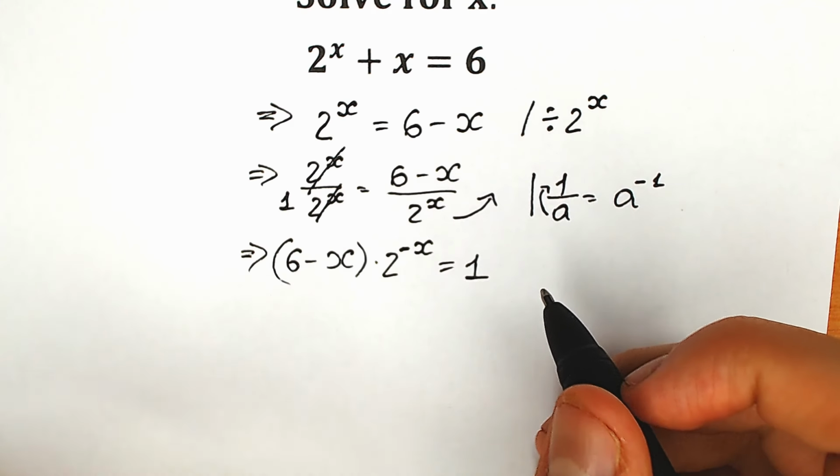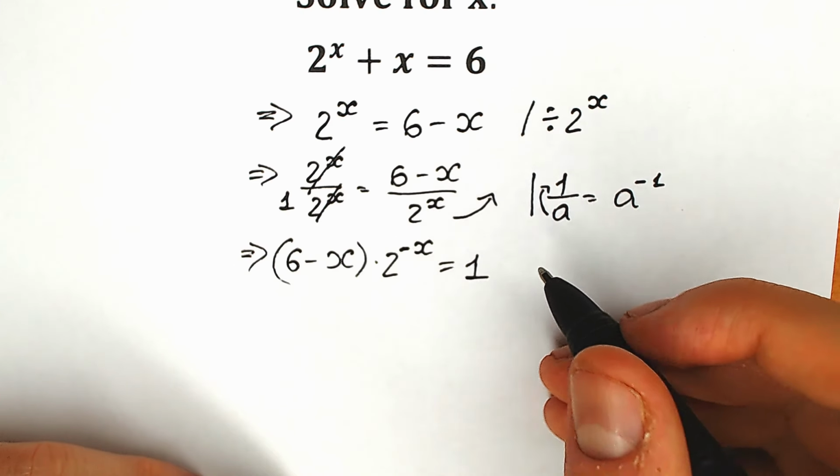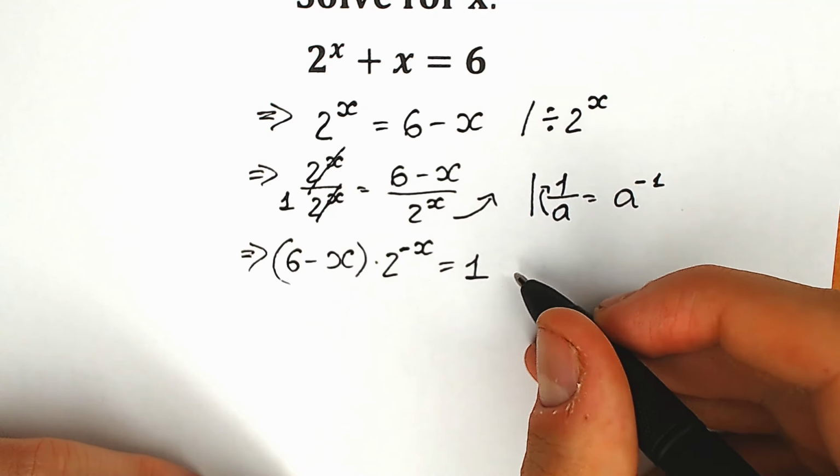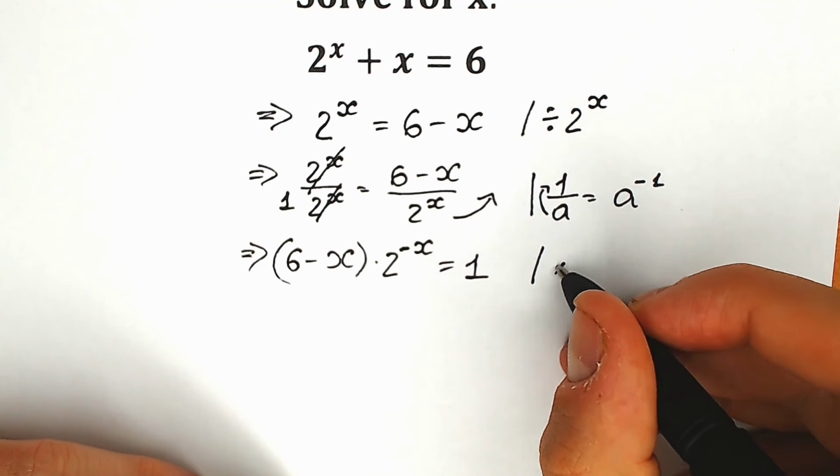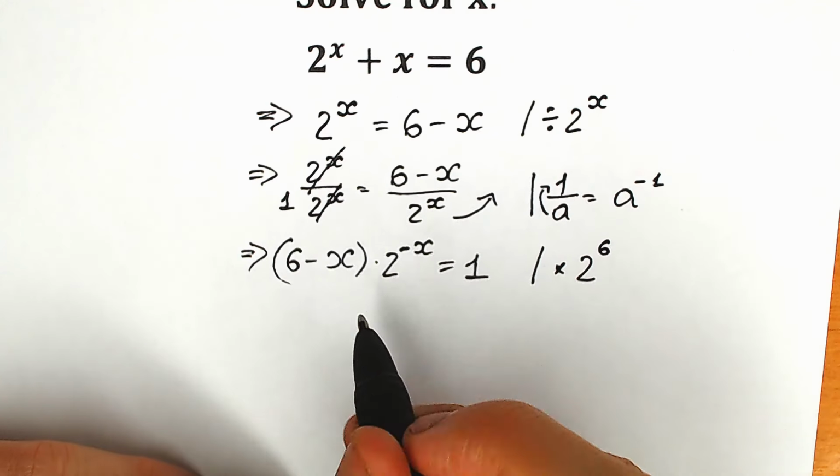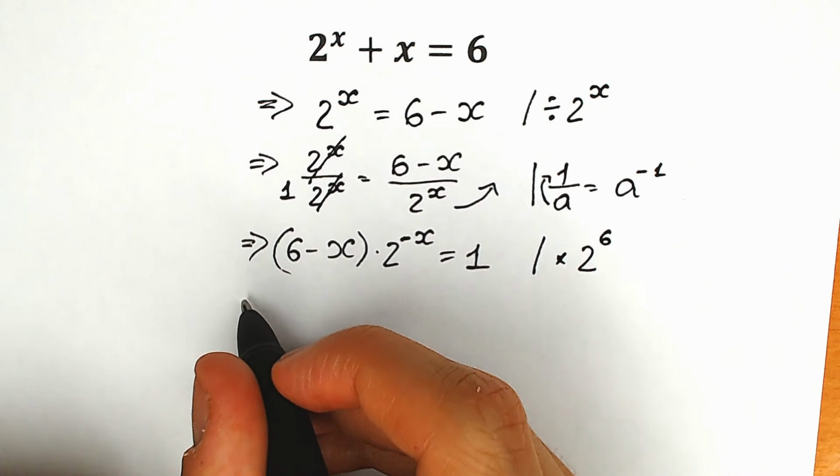What are we going to do next? Right now we need to multiply both sides by 2 to the power 6. When we multiply both sides by 2 to the power 6, let's do this. So we have times 2 to the power 6. We're going to multiply both sides by 2 to the power 6. Let's do this right now.